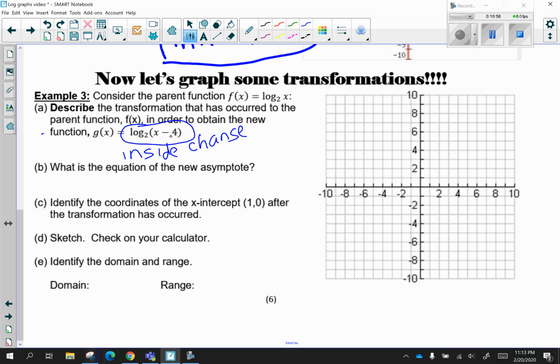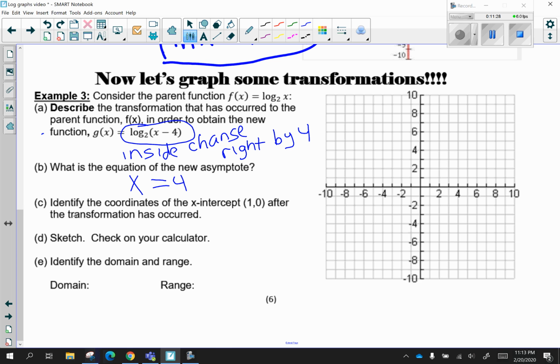Therefore, we know that this graph is going to the right by 4. So what is the equation of the new asymptote? Well, we knew the asymptote for log base 2 of x was x equals 0. But now if we're going to the right by 4, well, 0 plus 4, we should have x equals 4.